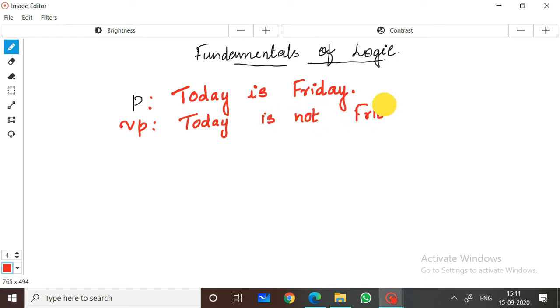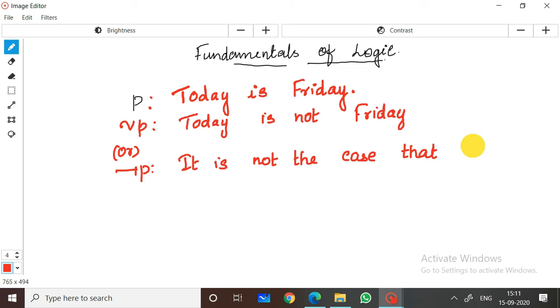It can be written in many ways. Another way, you can also write the negation with the phrase: it is not the case that today is Friday. Like this also the statement can be written. So, today is Friday; it is not the case that today is Friday.